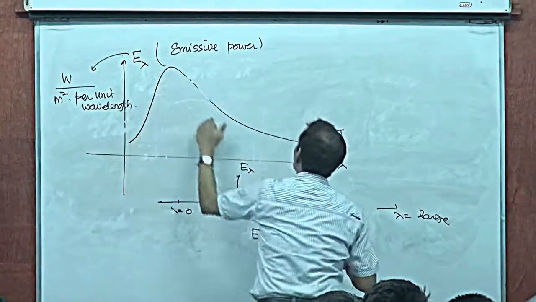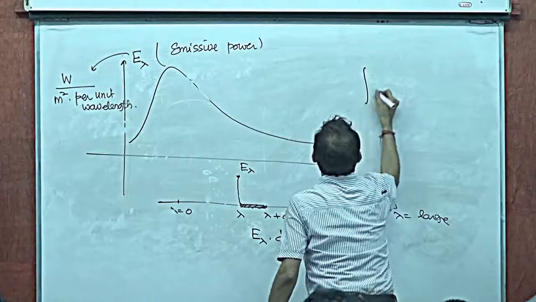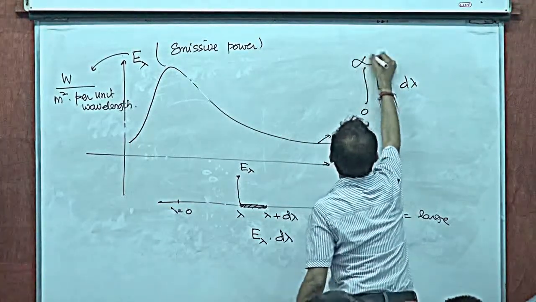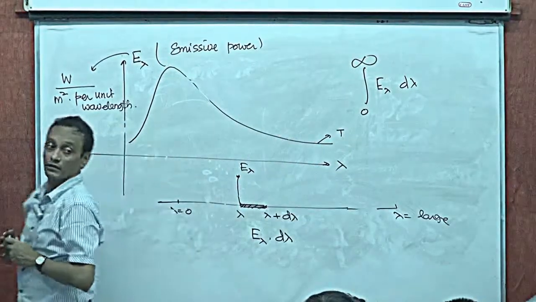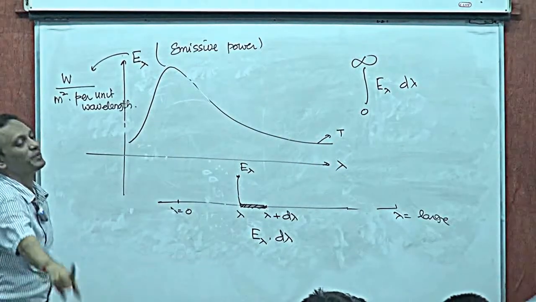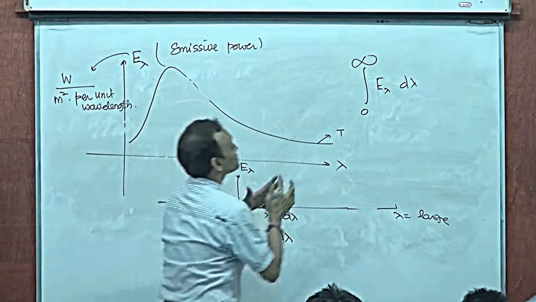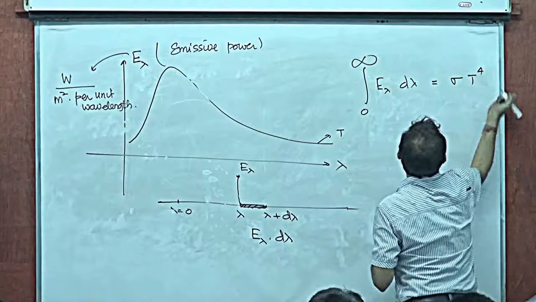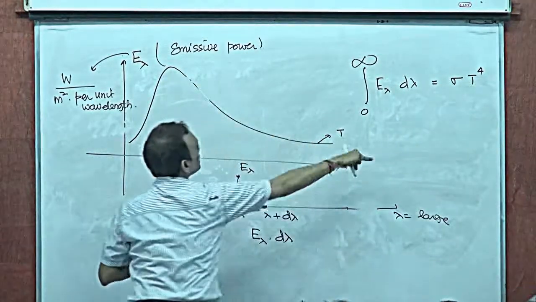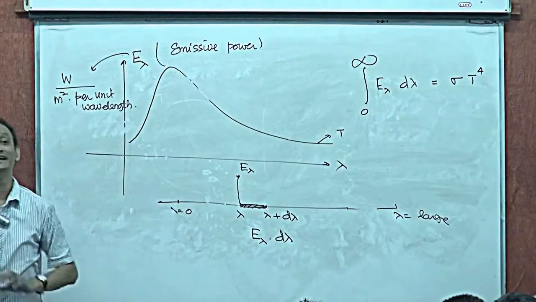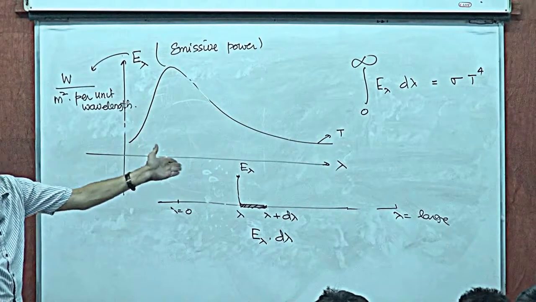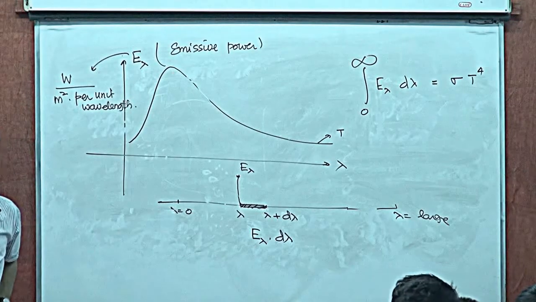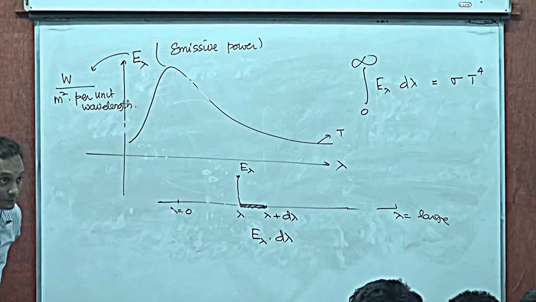So the total area under this curve, from lambda equal to 0 to infinity, of E lambda d lambda would be sigma T to the power 4. This is the total energy, watts per meter squared, which is proportional to the fourth power of the temperature. The area under this bell-shaped curve is going to be sigma T to the power 4.